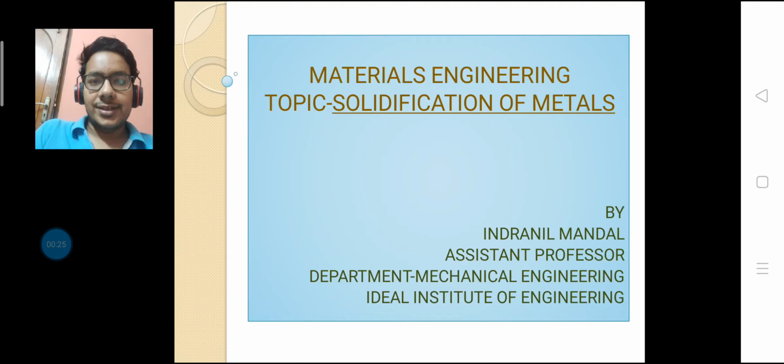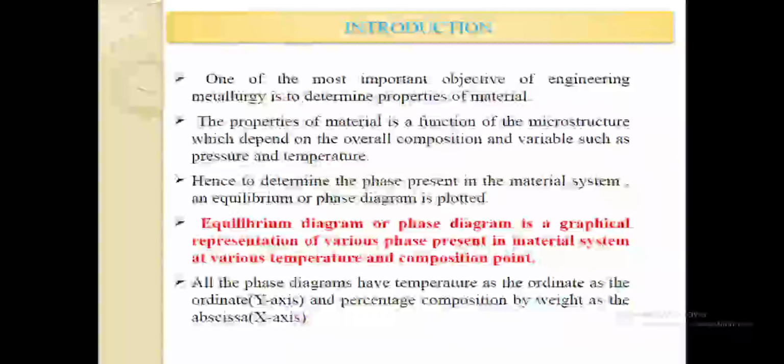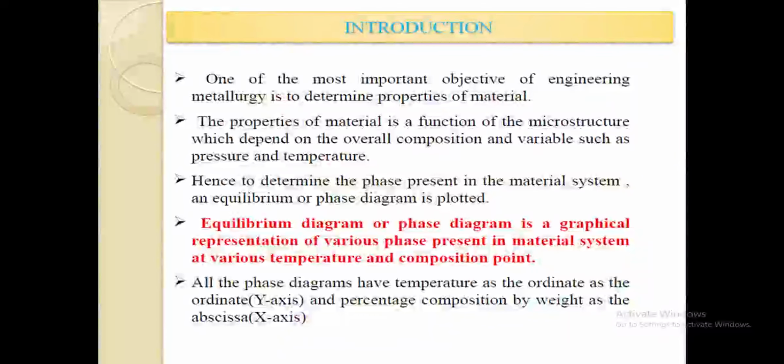Let's start the session. One of the most important objectives of engineering metallurgy is to determine properties of material. The properties of material is a function of the microstructure, which depends on the overall composition and variables such as pressure and temperature. Hence, to determine the phases present in the material system, an equilibrium or phase diagram is plotted.